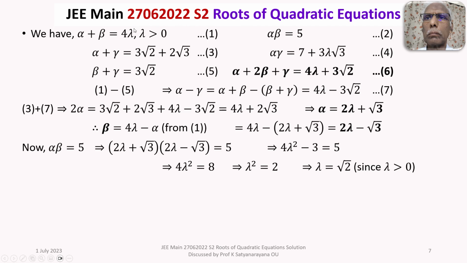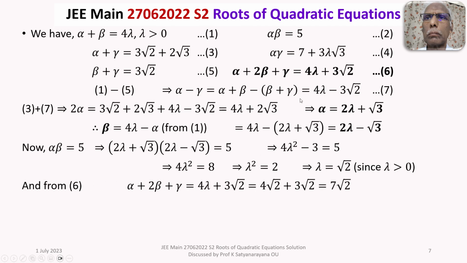But lambda, in the hypothesis, is given to be lambda greater than 0. Therefore, minus root 2 is discarded and we get lambda is equal to root 2. Right. We got lambda is equal to root 2. Go to equation 6 and substitute the value of lambda and square it. So, from 6, alpha plus 2 beta plus gamma is equal to 4 lambda plus 3 root 2.